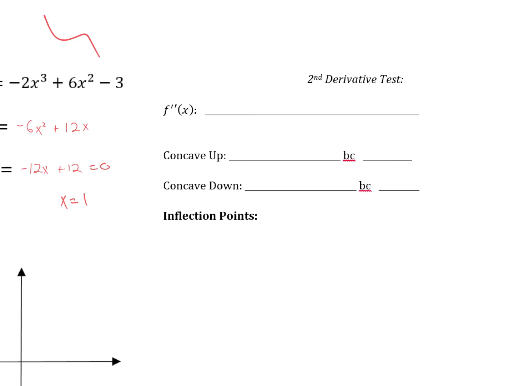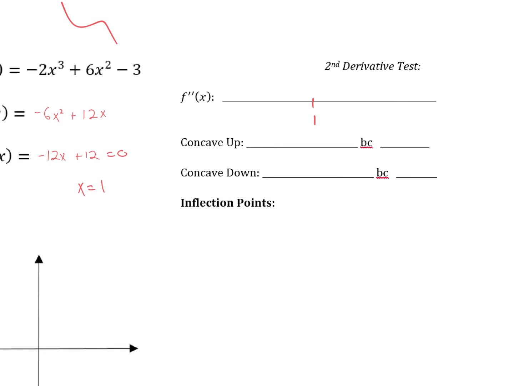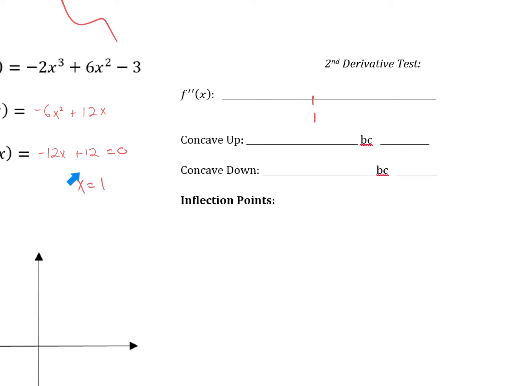So I know at the x value of 1, that's when my second derivative changes from negative to positive or positive to negative. So I want to figure out what's going on before 1, what's going on after 1. So numbers less than 1, numbers greater than 1. And I'm going to plug those values into my second derivative function, which is negative 12x plus 12.